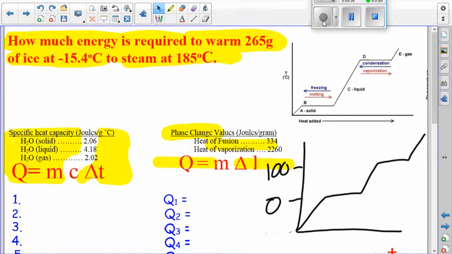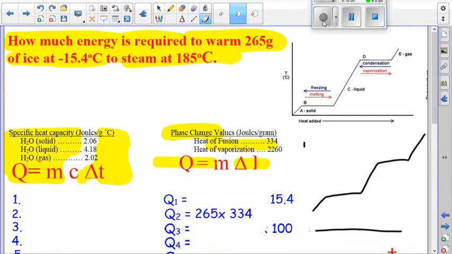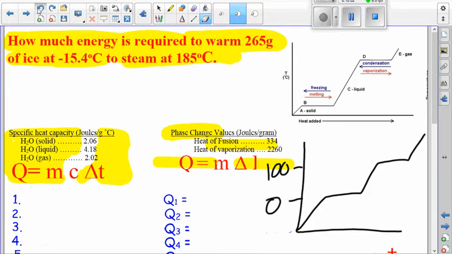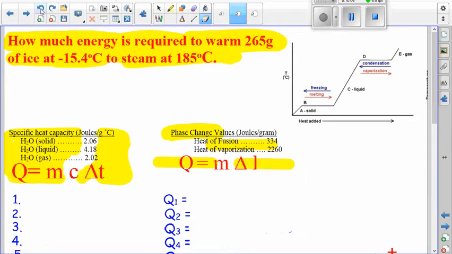Anyways, I'm going to use my one that's already on there. But you guys can reproduce your own on your worksheets whenever you want. All right, now, where is negative 15.4 degrees ice? Where would that be on this graph? The very bottom. It'd be somewhere around here, right? Where would 185 degrees gas be? At the very top. It'd be somewhere around here.